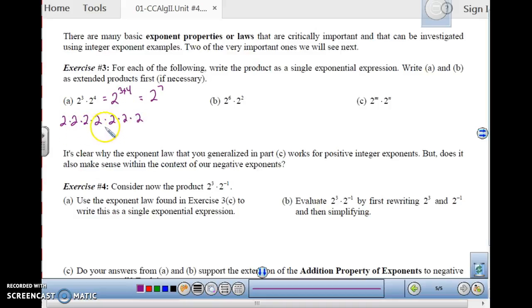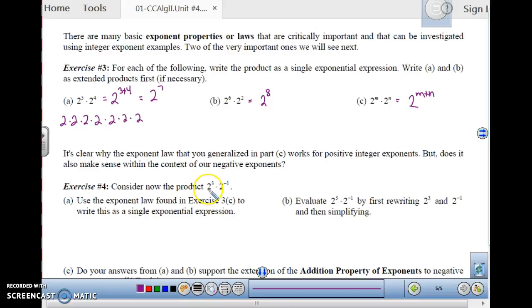1, 2, 3, 4, 5, 6, 7. That's why that's true. 2 to the 6 times 2 squared is 2 to the 8th. 6 plus 2 is 8. So the general rule, 2 to the m times 2 to the n, will be 2 to the m plus n. Now, this works for all positive integer exponents, but it also works for negative exponents.